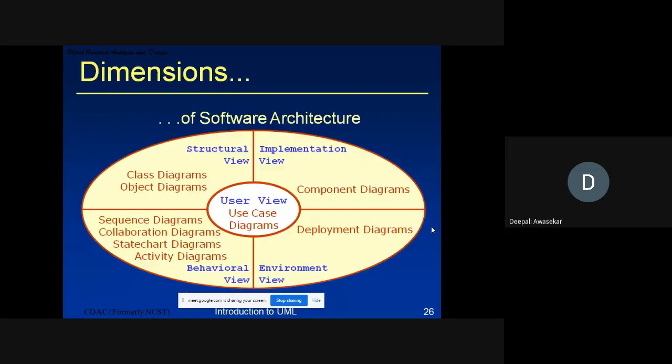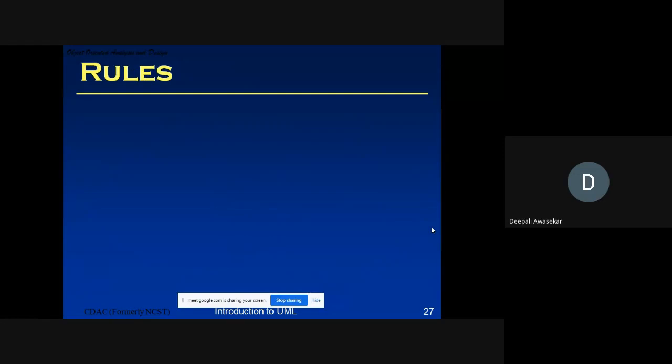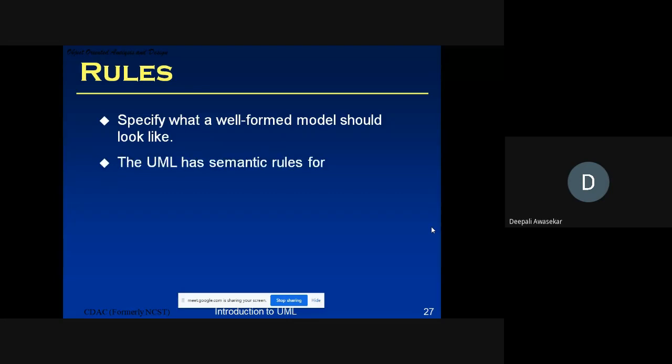So we have seen these diagrams. I hope these diagrams are clear to all. The next aspect is the rules, which I'll be covering now immediately so that we complete this. So what do rules mean? They specify what a well-formed model should look like. The UML has semantic rules for names.